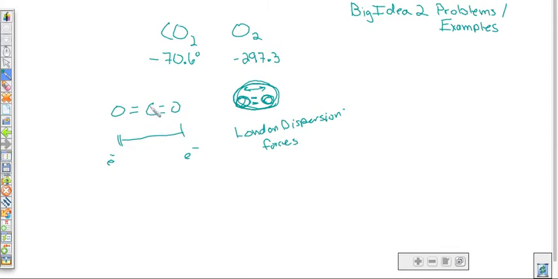Another thing too is you do have this carbon in here, and so the carbon is going to disrupt the perfectly equal sharing of electrons right here. So that hopefully kind of gives you an idea of that. Now let's look at a couple other compounds.